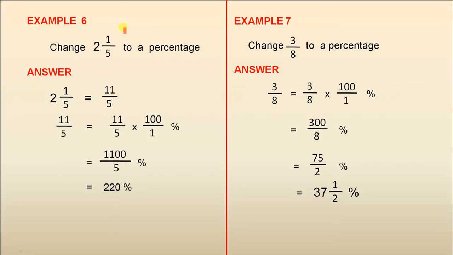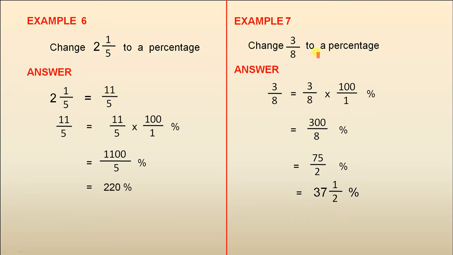Example 6, change 2 1/5 to a percentage. Now 2 1/5 as an improper fraction is 11 over 5. So 11 over 5 equals 11 over 5 times 100 over 1, the answer as a percent, which is 1100 over 5, which is 220%, because 5 divided into 1100 goes 220 times.